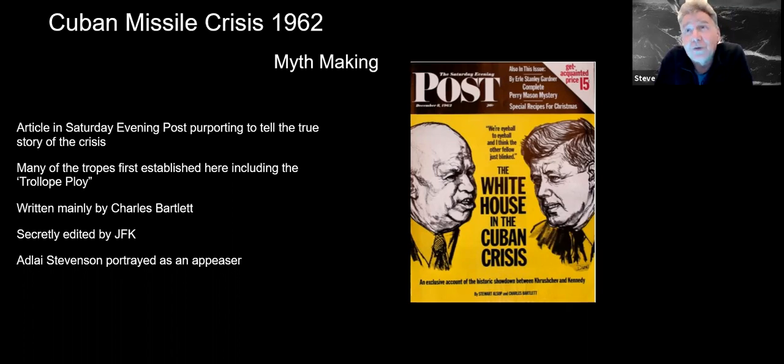The story goes that the ExComm were all for bombing Cuba or invading Cuba, and they didn't want to give up the Turkish missiles, etc. And Bobby Kennedy came up with this idea of just ignoring the second letter or proposal about the Turkish missiles, and this is where it's dubbed the trollop ploy.